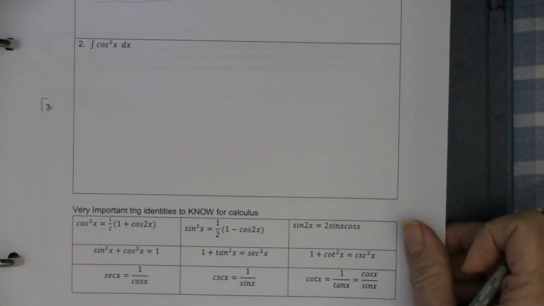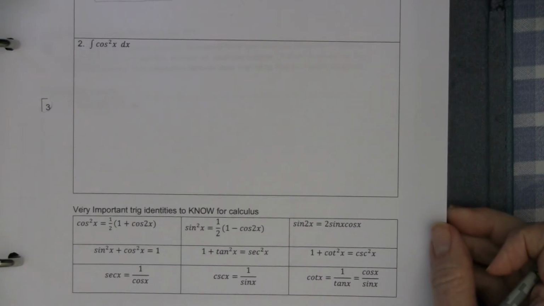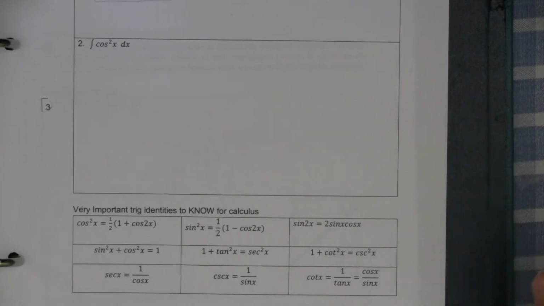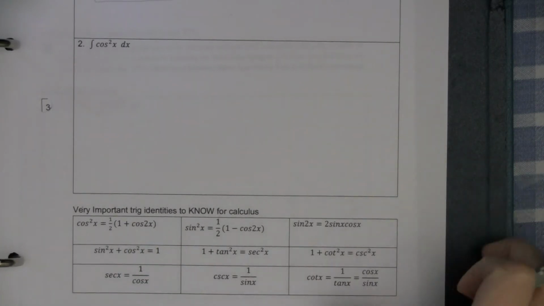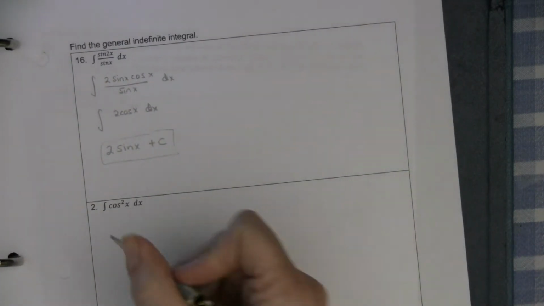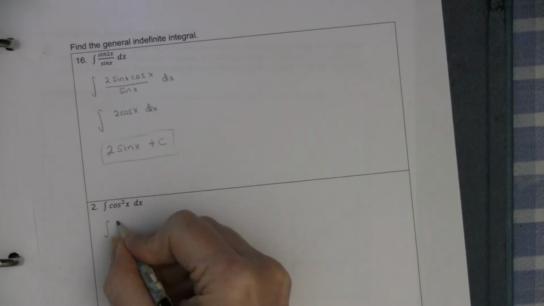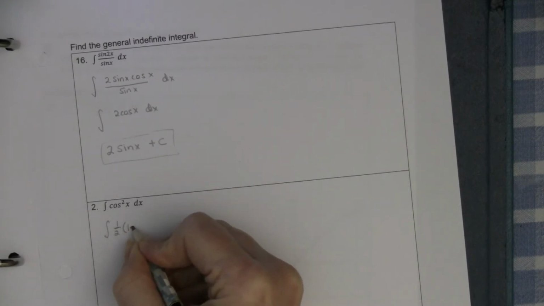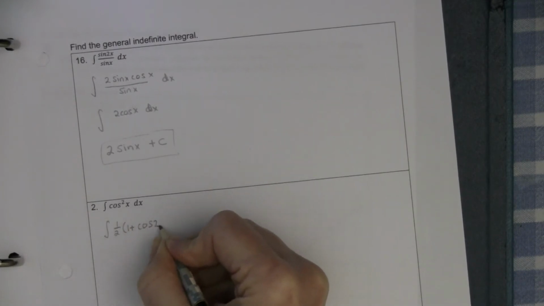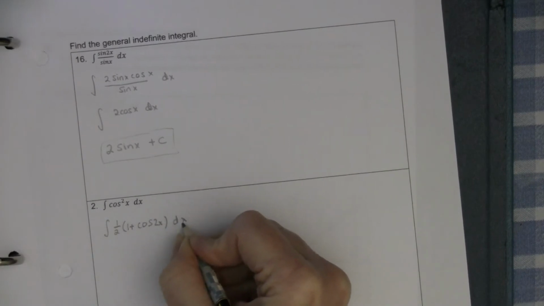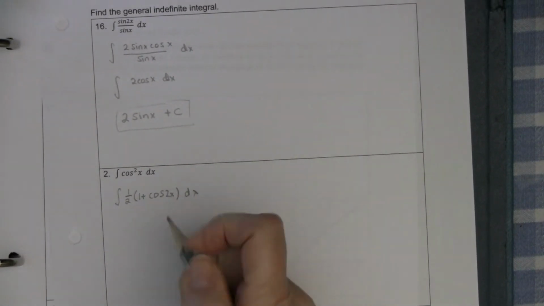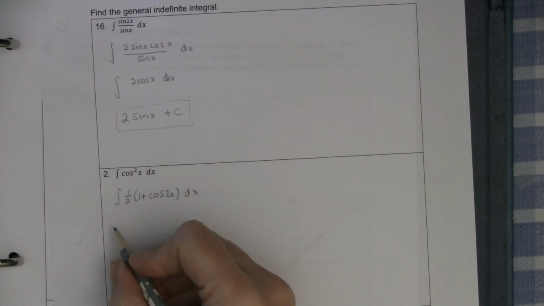And so down here are some trig substitutions that you might need in order to find antiderivatives. And so here is cosine squared x equals 1/2 times 1 plus cosine 2x. And so we're going to make that substitution. And then that half is multiplied there, it can go out in front.